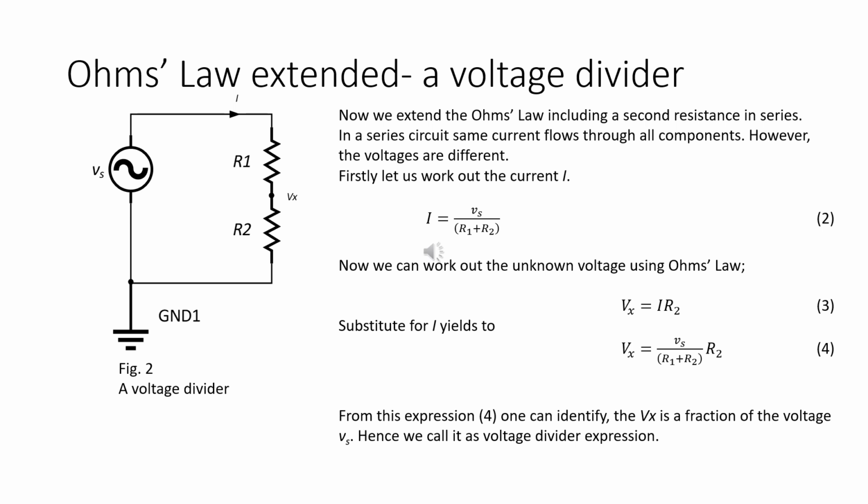We extend Ohm's law by adding a second resistance into the circuit. Now we can see the same current I flows through two resistances. But the difference here is that now we have two separate voltages in the circuit. The unknown voltage Vx we can find, that is current times resistance. I is Vs over R1 plus R2. So voltage Vx is I times R2. So equation 4, Vx will give you Vs R2 divided by R1 plus R2.